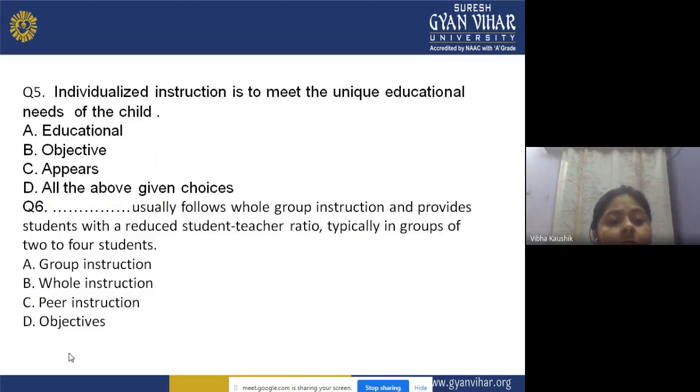Now the fifth one: individualized instruction is to meet the unique educational needs of the child. Educational objectives appear in all the above given choices, so the correct answer is educational. Now the sixth one: dash usually follow whole group instructions and provide students with a reduced student teacher ratio, typically in a group of 2 to 4 students. That is known as A, group instruction; B, whole instructions; C, peer instructions; or D, the objective. So the correct answer is group instruction, which provides students with a reduced student teacher ratio.